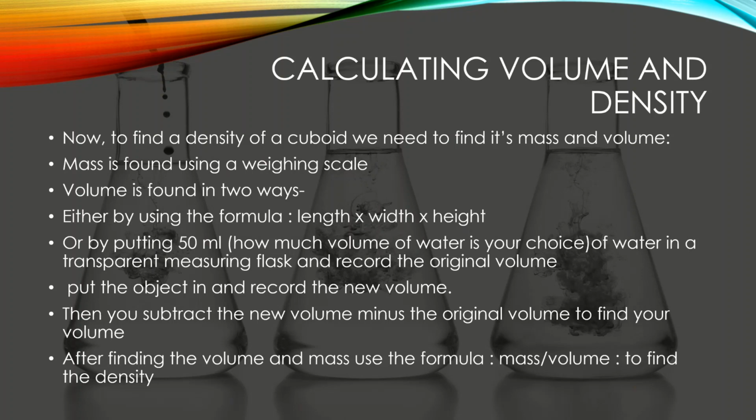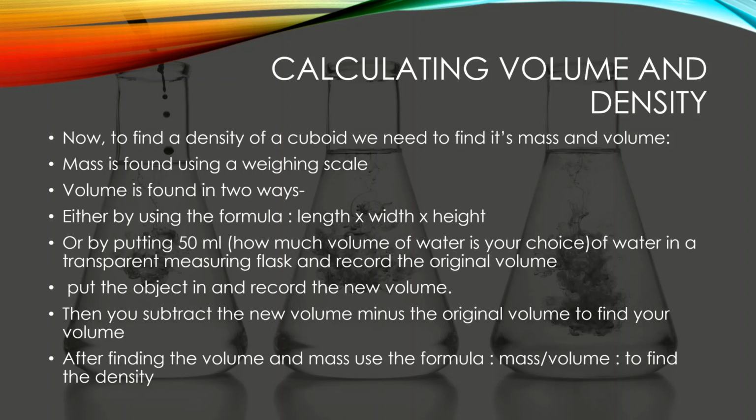Now to calculating the volume and the density. Let's say we're going to find the density of a cuboid that has length 2, breadth 1, and height 3. Now we need to find the mass and the volume. Let's say the cuboid weighs around 2 kg.